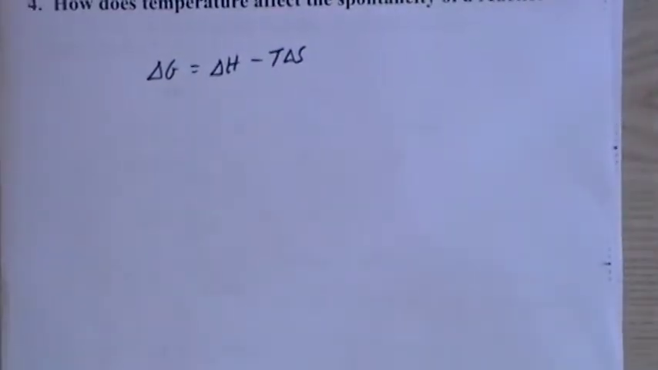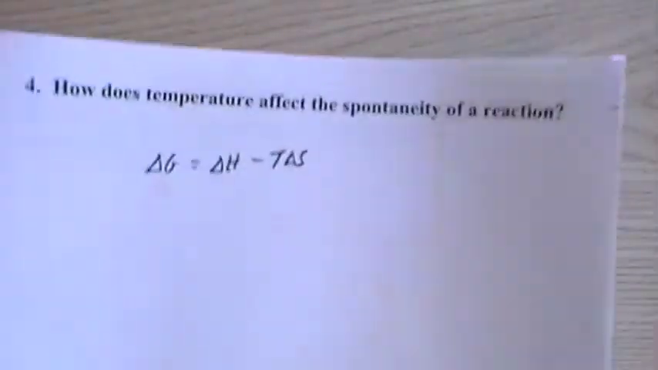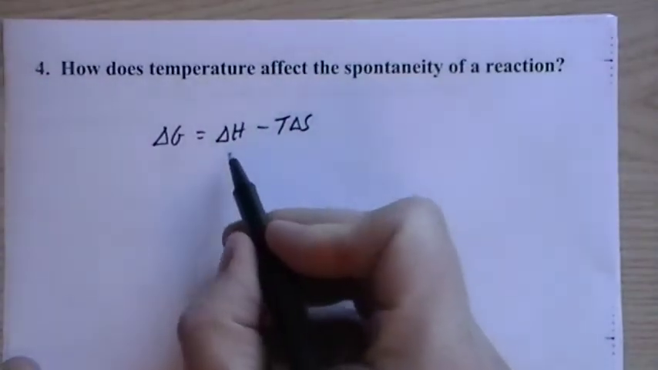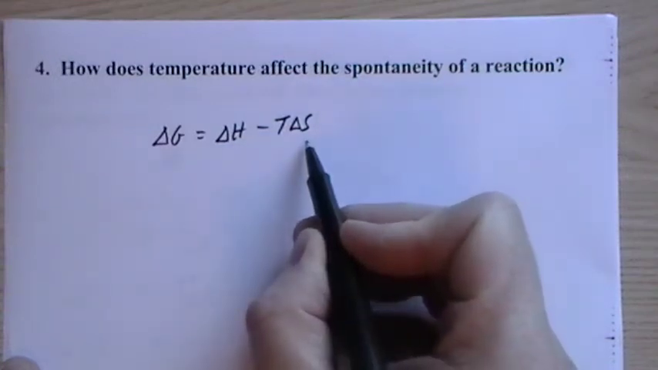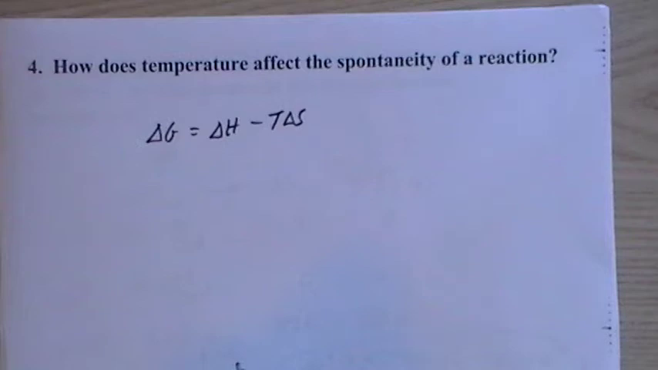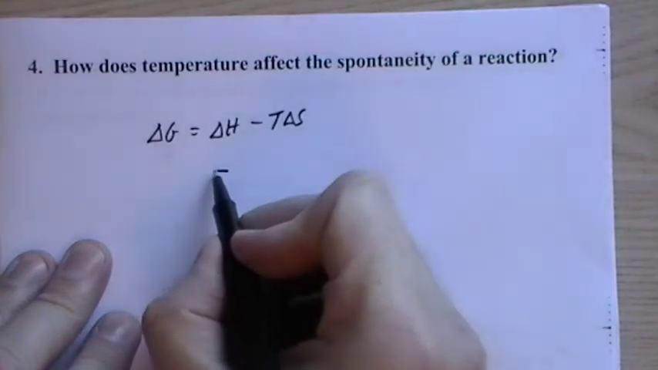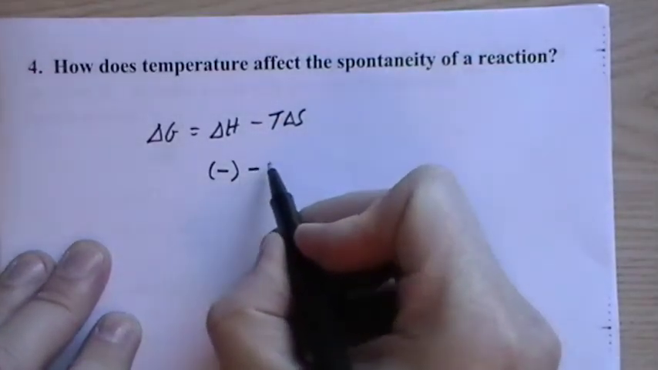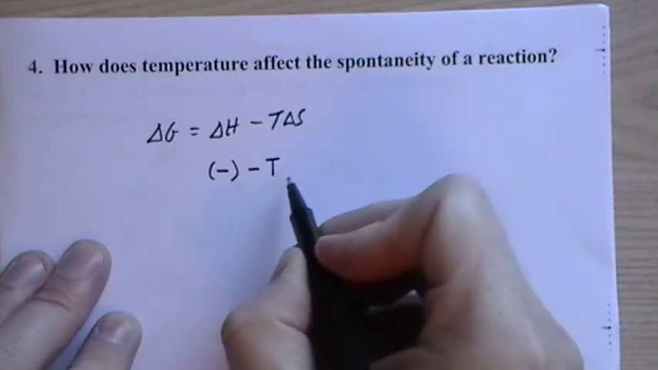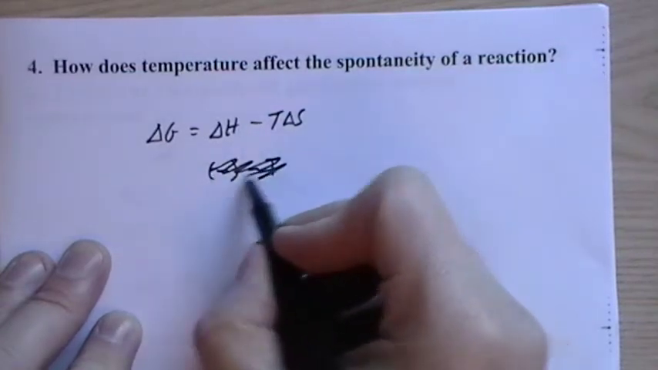How does the temperature affect the spontaneity of a reaction? Okay, now, we see that delta H can be positive or negative. Delta S can be positive or negative. Now let's look at a couple of examples here. If delta H were negative, I'm just going to put it as negative here, and then we have negative T delta S, and yeah, let's do it this way.